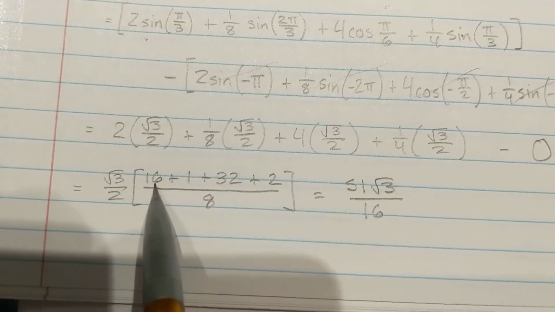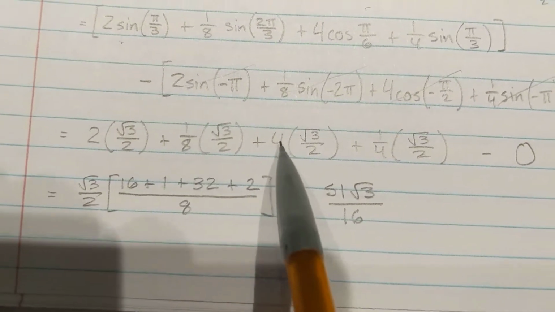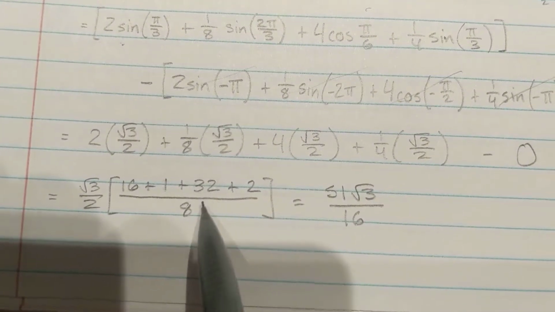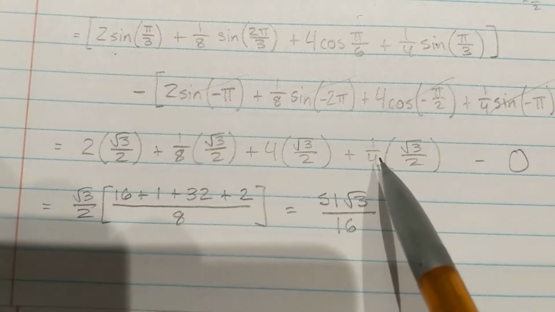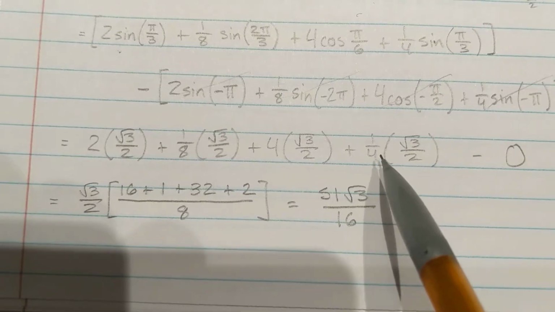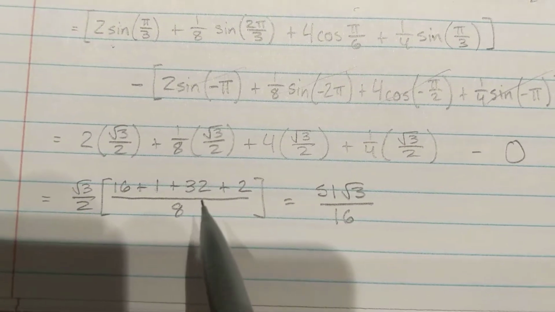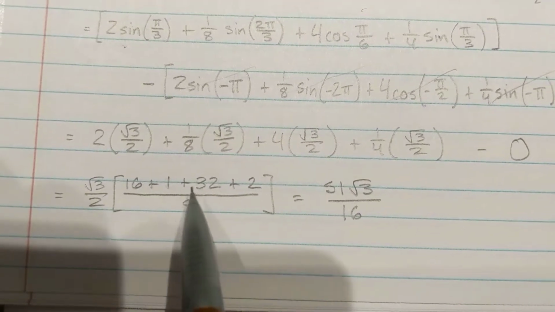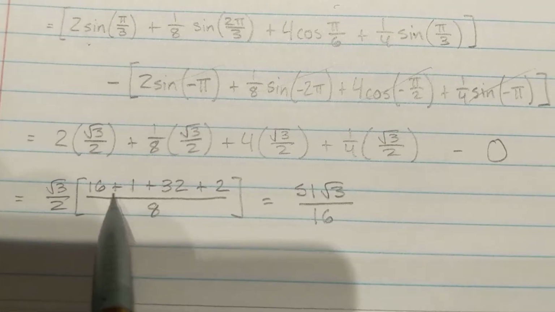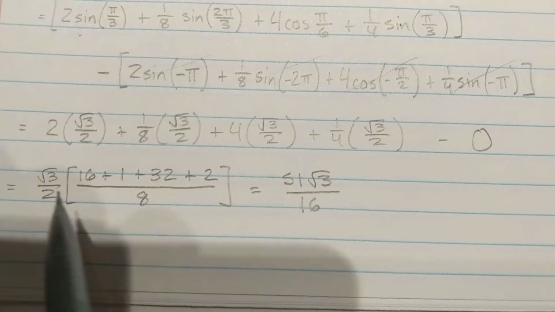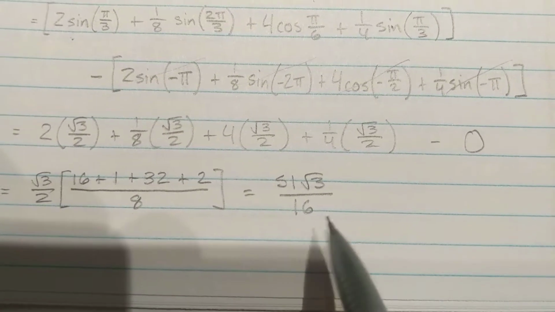So we got 2 times 8 is 16, so that would be 16 over 8. We got our 1/8. 4 times 8 is 32 over 8. And 1/4, just multiply that by 2 to get there, so we have 2 over 8. And so we got 16 plus 1 plus 32 plus 2 all over 8 times root 3 over 2. Once you add that up, that's 51. Once you multiply that through, you're going to get 51 times root 3 over 16.